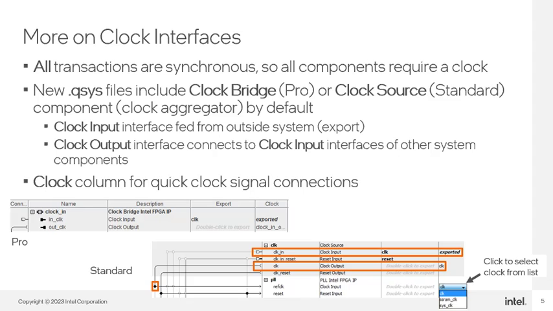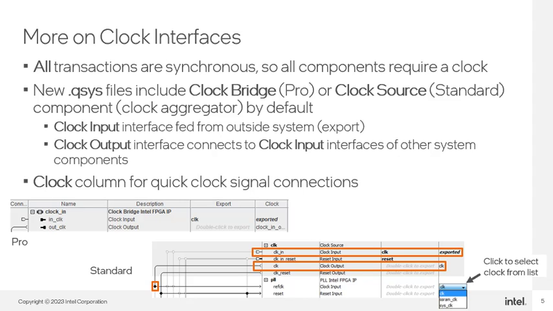The clock source or clock bridge component is essentially a clock interface aggregator. It is used to distribute a single external clock that enters the system to the clock interfaces of other components in the system. Without one of these components, the clock input interfaces of all components in the system would need to be exported individually and connected to the external clock outside the system.